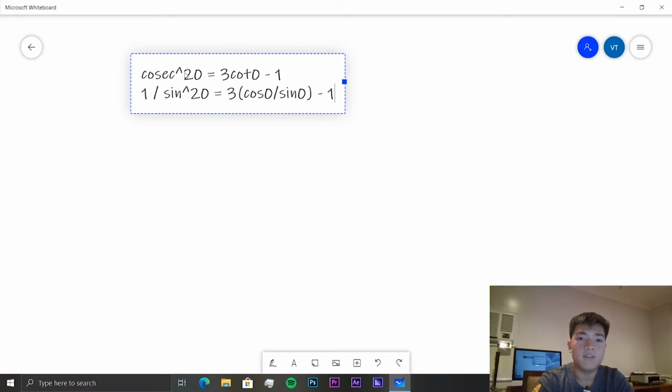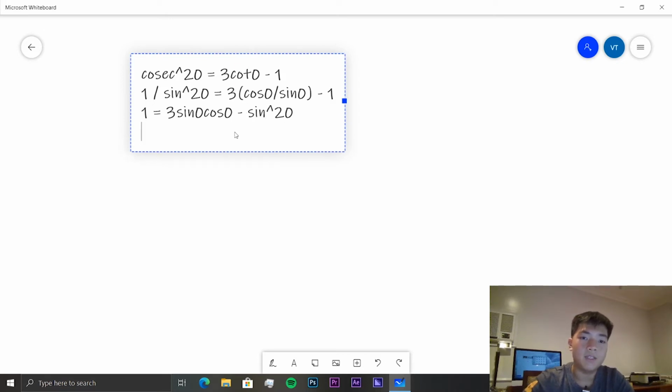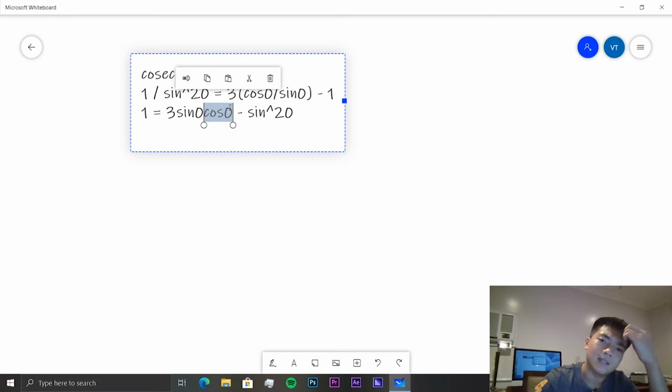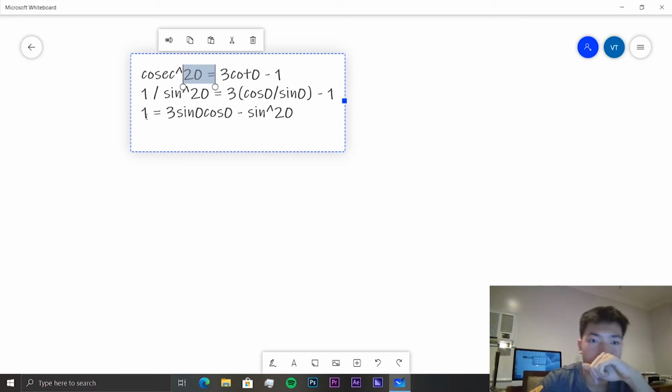If we multiply everything by sine squared theta, we get 1 is equal to 3 sine theta cosine theta minus sine squared theta. Can we express this in terms of sine theta? Yes, but it would be ugly. So is there a better solution here?